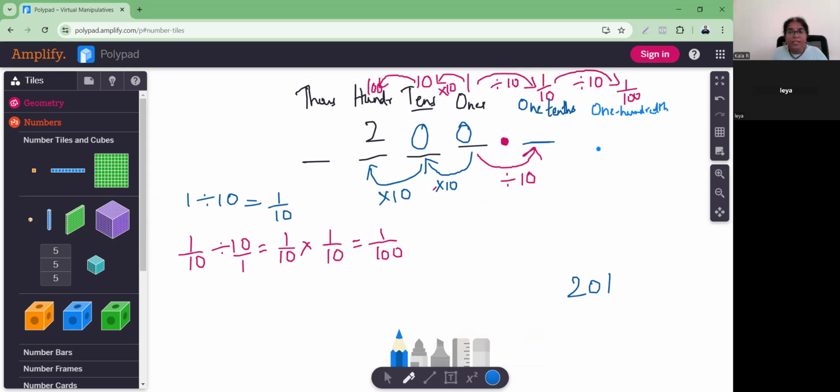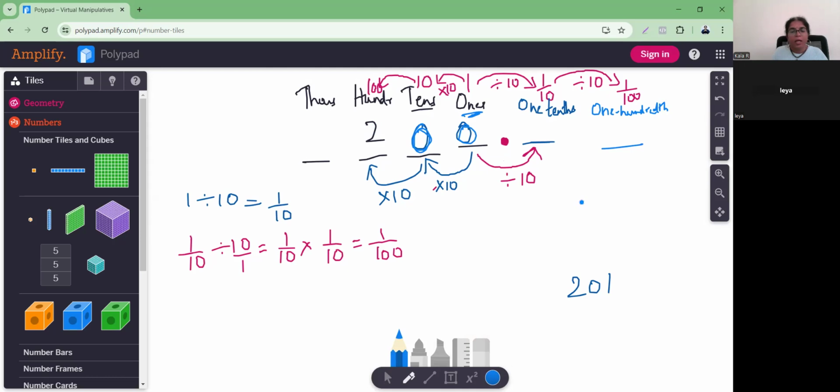From this, what do we understand? This 1/100th is smaller than the 1/10th. Just like the tens place is smaller than the hundreds place. Ones place is smaller than the tens place. 1/10th place is smaller than the ones place. 1/100th is smaller than the 1/10th place. The further you go to the right side, the smaller is the contribution of that place to that whole number.